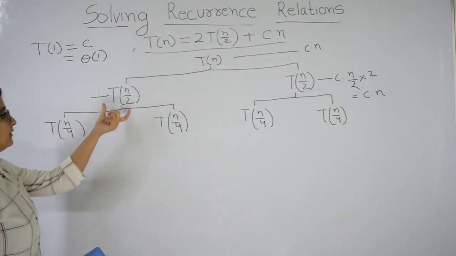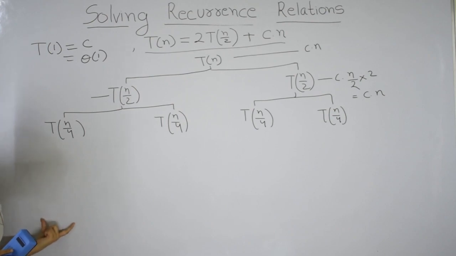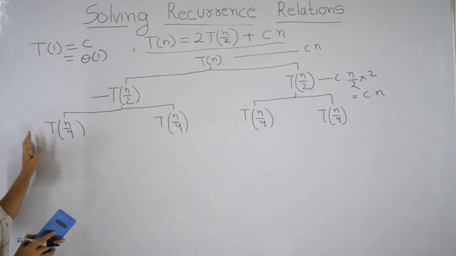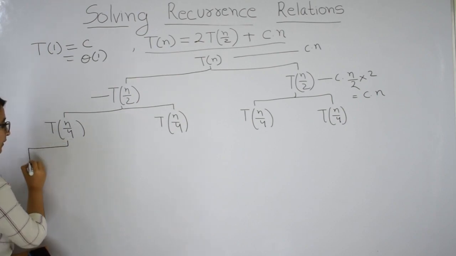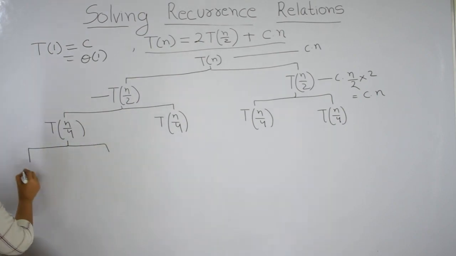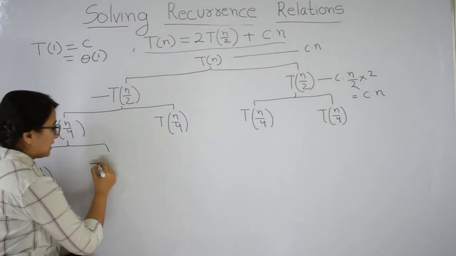That which I have done over here, the same thing I will repeat again. Okay, let me draw one more level for you. What will happen? We will have T of n by 8, T of n by 8.